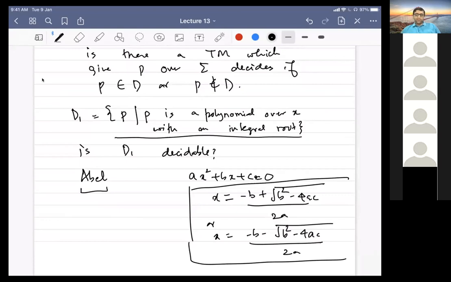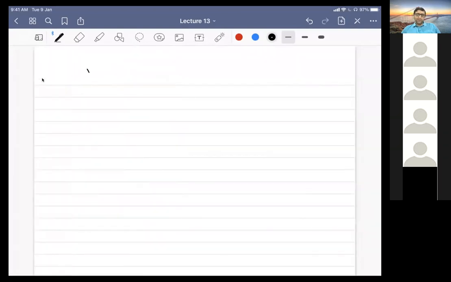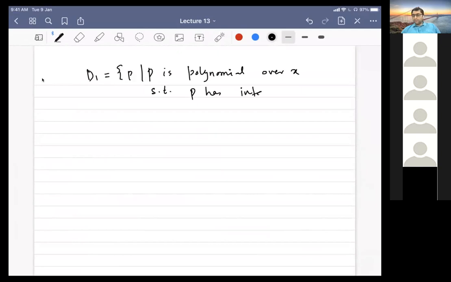So let's talk about D1. So let me write D1 here again, okay? And I will just show you how to recognize it, and then we will go for the break. So D1 consists of all the polynomials P such that P is a polynomial over x, just one variable, such that P has an integral root.